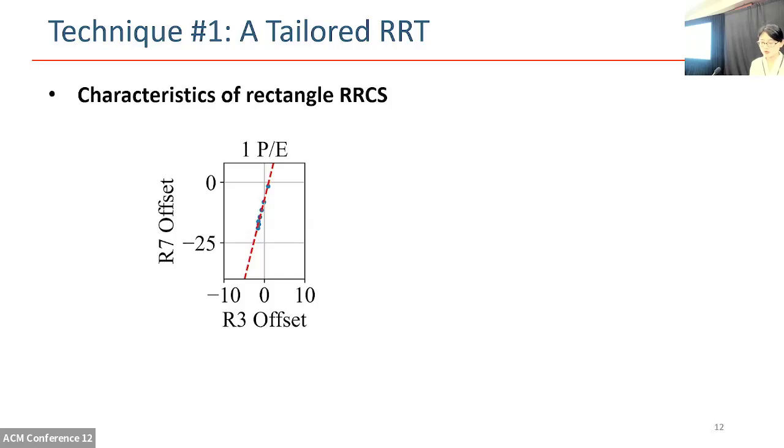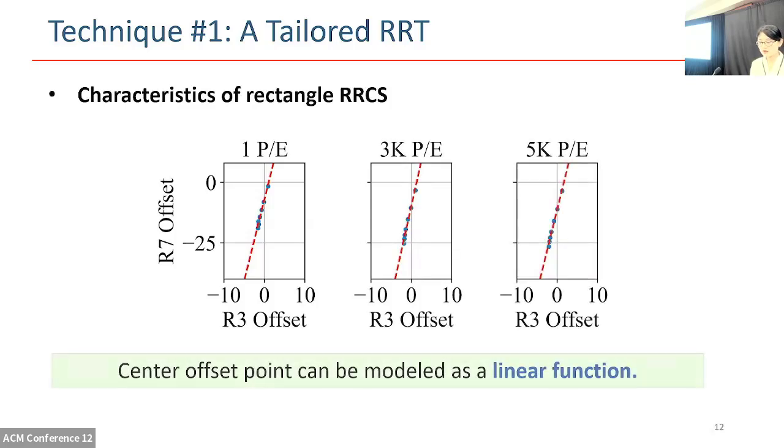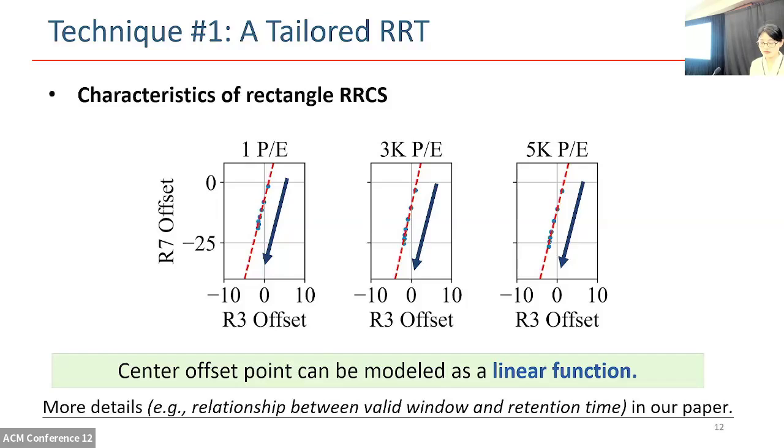We studied the characteristics of the rectangle cover space reflected by the center offset points. As shown in this figure, for a specific P/E cycle, the center offset points of different retention times almost lie on a straight line. For different P/E cycles, the slope of each center line is almost similar. So the center point can be modeled as a linear function. That is, we can start from the initial offset and formulate a read-retry table that contains the offset points along the straight line to guide the retry operations. During the modeling process, we also studied the relationship between the value window and the retention time, and more details can be found in our paper.